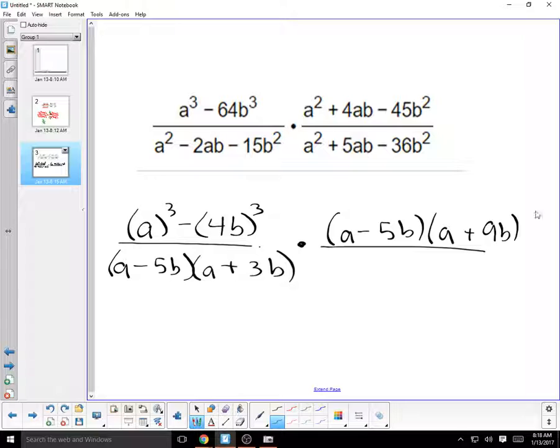Does 36 have a square root? 6 times 6, right? So let's check if that's a perfect square. If I go A and then 6B, if I multiply and double, am I going to get the middle number? No, so that's not a perfect square. We're going to have to try to factor it a different way. Two numbers that multiply to 36 and have a difference of 5.